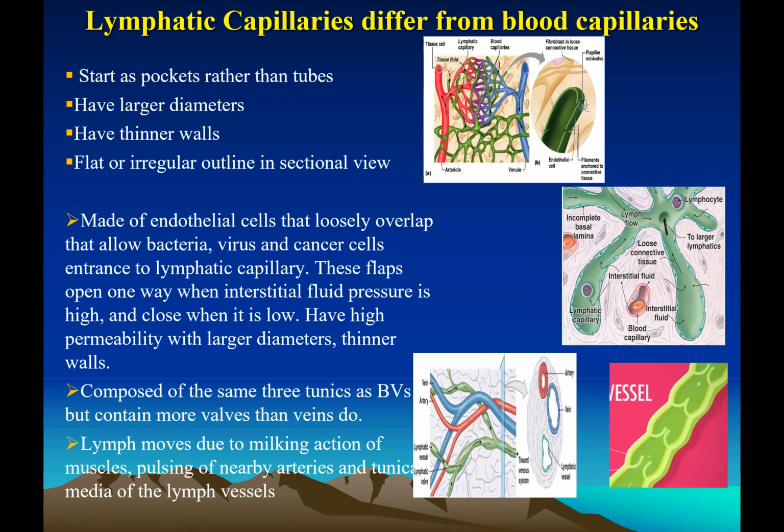So the main difference between cardiovascular vessels and the lymphatics is that it's starting out as a blunt tube. It has a larger diameter and it's very thin walled. It has a very irregular lumen. So the endothelial cells overlap like shingles on a roof, and they can only open one way. It's like a trap door.